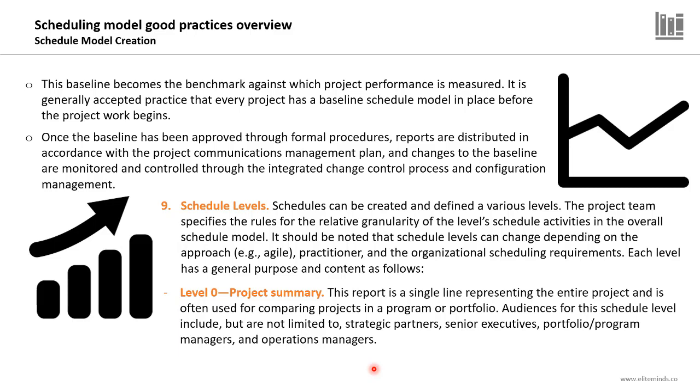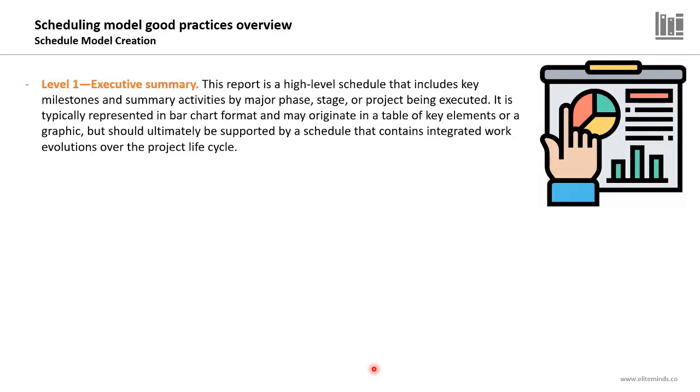If you have ever looked at a program roadmap or a portfolio roadmap, you will see that each component, or each project of this program or portfolio, is represented with a single line bar. This is the project summary, or level 0. It is used for strategic partners, executives, and portfolio or program managers.